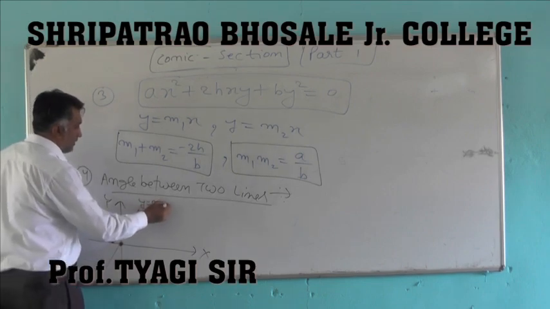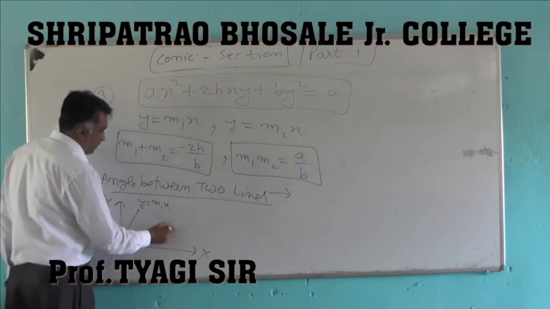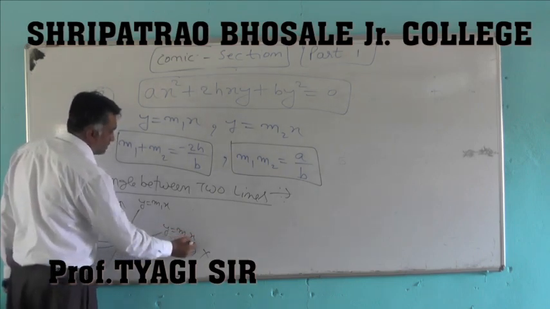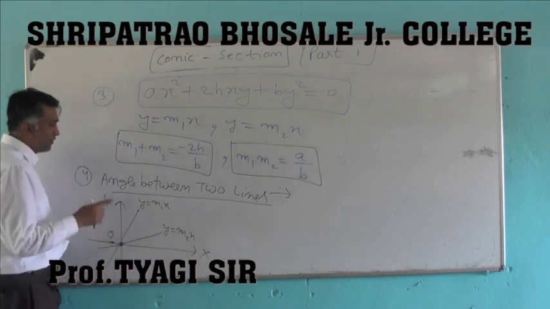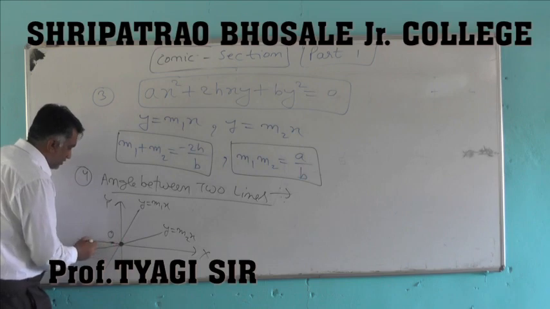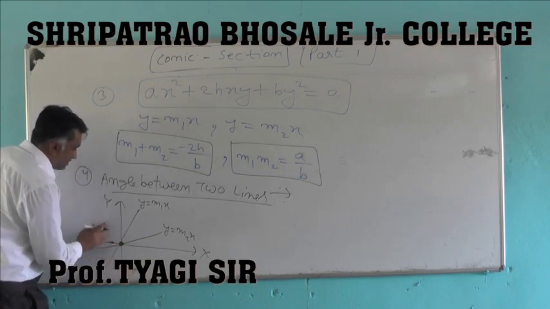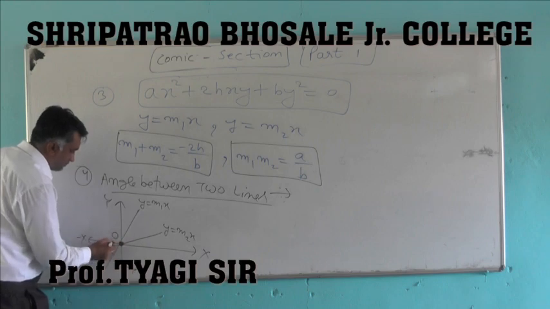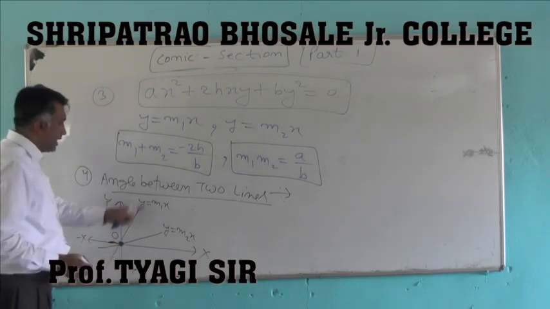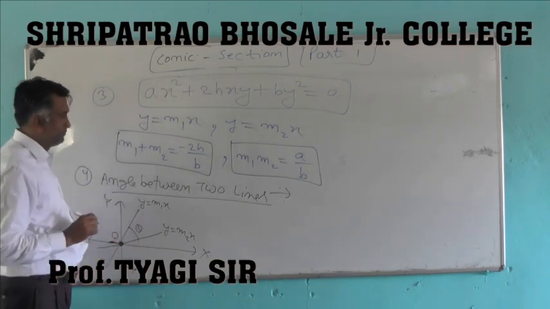y equal to m1x, y equal to m2x. There are two lines we got here, y equal to m1x and y equal to m2x. Both equations you are watching here are passing through origin. The angle between the two lines is theta.